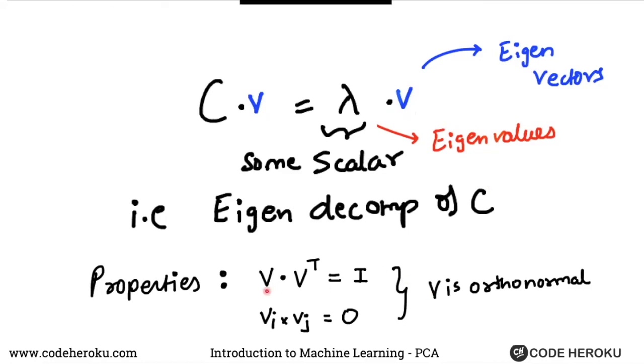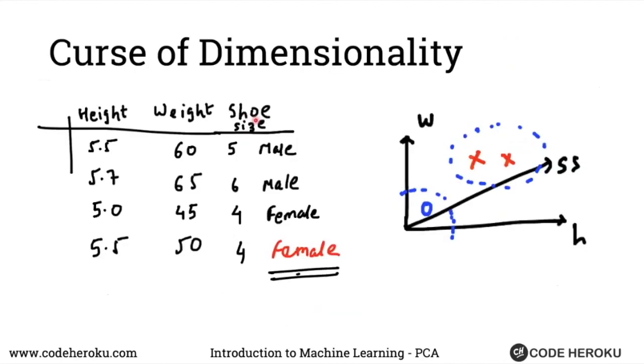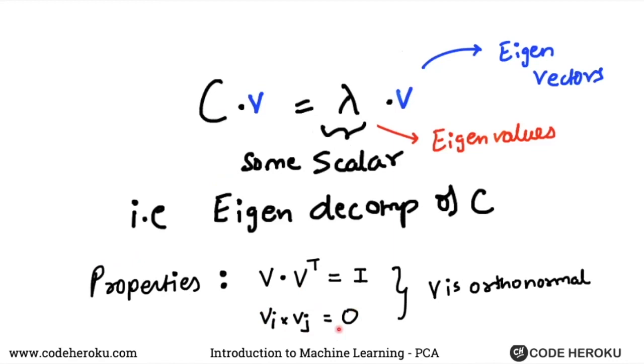The vector V times V transpose is an identity matrix. We don't want any correlations, so the first vector and the second vector are going to be orthogonal to each other. We have already seen that. Why do we need that? Because we said that if shoe size was dependent on height, we want to get rid of the shoe size. That's what PCA is intuitively trying to do as well. It is trying to find directions which are orthogonal to each other. So Vi times V transpose is the identity matrix, and Vi times Vj is zero. There is no correlation between the two components of that vector.